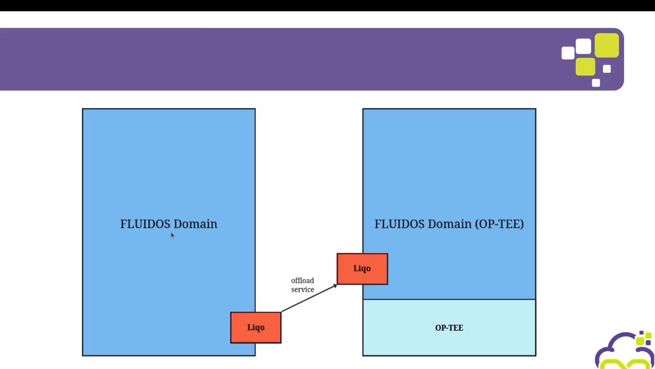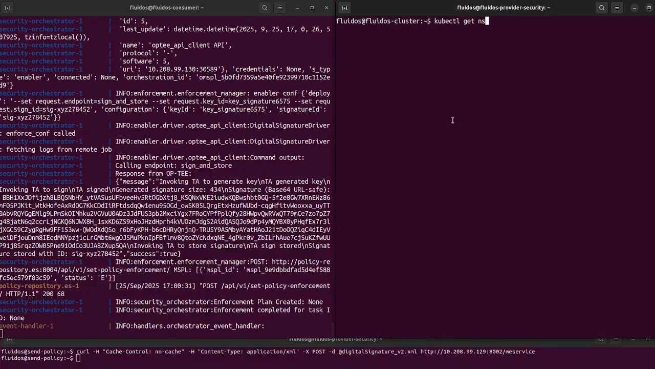In this diagram, we can see two FLUIDOS domains, one without OPTEE capabilities and another that provides OPTEE support. After the previous steps, the cryptographic workload is deployed on the remote OPTEE node, effectively offloading it, while all communication between nodes is handled securely through the LIQO framework.